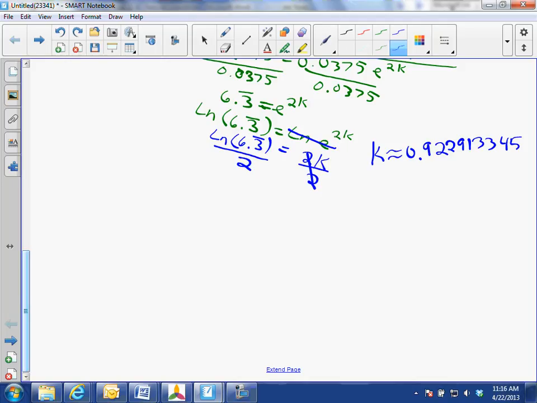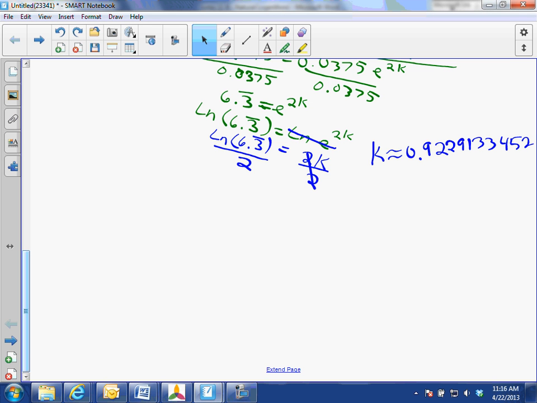How many decimals should we have? As many decimals as are on the calculator, because we don't want to round too early. Mine went that far. Okay, so we're not quite done.